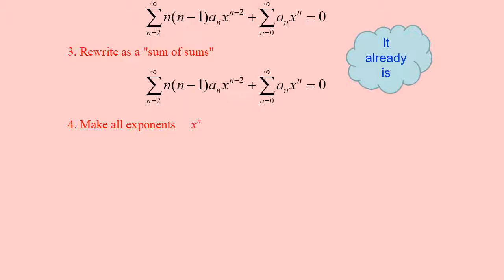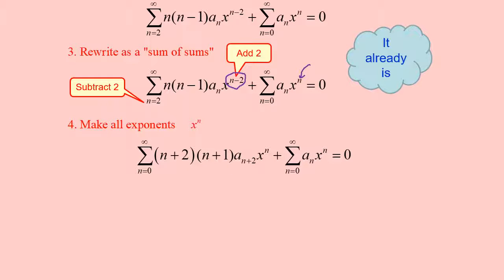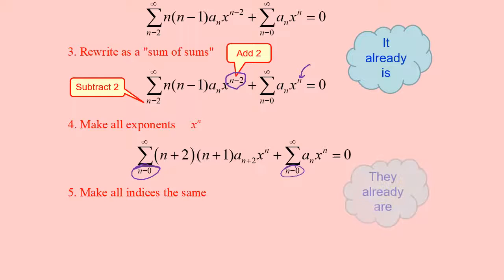So then we want to fix this where the exponents are all n's. We can do that on this first sum by increasing the n inside of the summation, which means decreasing it on the index. Then we want to make sure that the indices match. Well, again, they already match, so we don't have anything to do in this step.